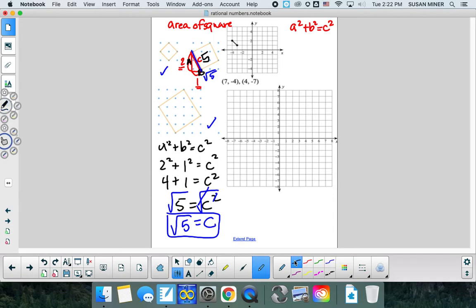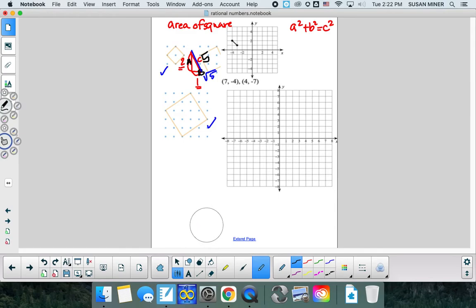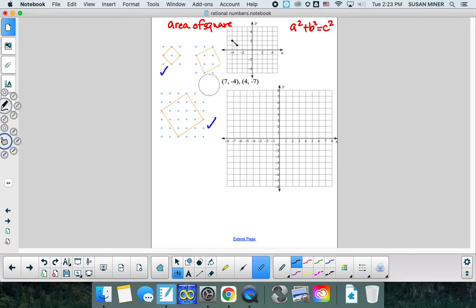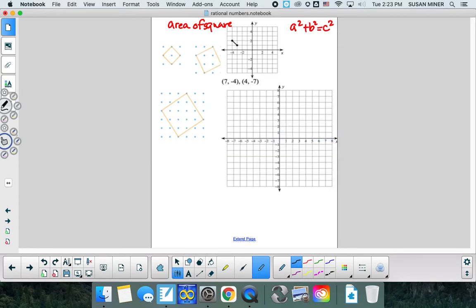Okay, hopefully you paused the video. I'm just going to slide that over. I need to lock that into place so that it doesn't keep sliding. I'm going to erase some of my markings here so that it's more obvious what I'm trying to do. I'm going to lock this in place so that it doesn't keep sliding around on me.